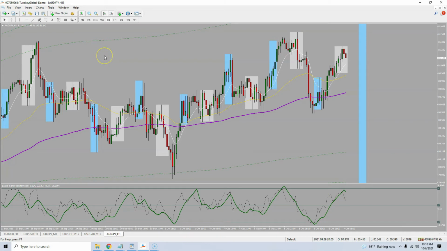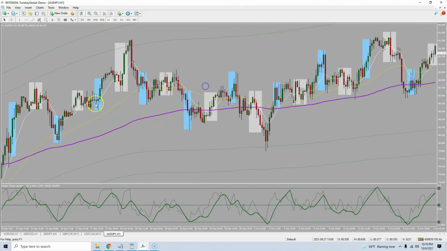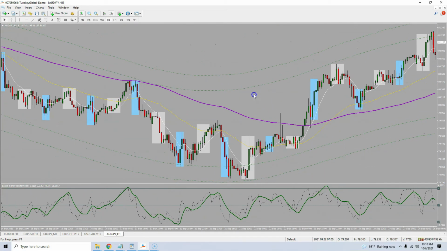So let's actually talk about what divergence is. Let me find a good example right quick. Bam, there we go right there. Okay, this is extremely important that you understand this. So divergence is basically this.